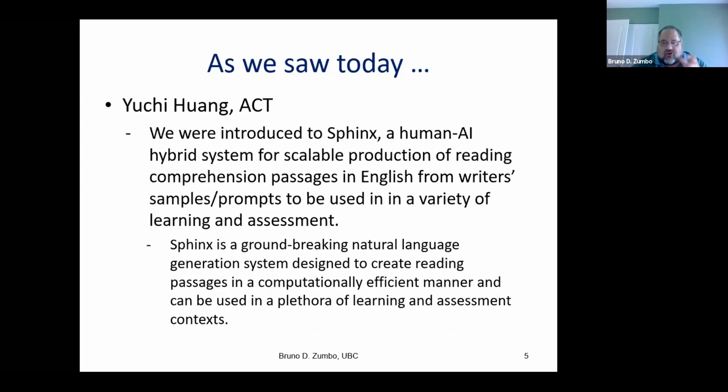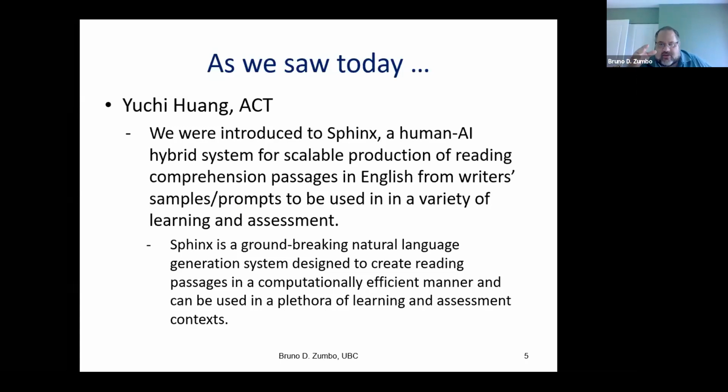Yuji's work, we were introduced to Sphinx, which is sort of a human-AI hybrid system for the scalable production of reading comprehension passages in English from reader samples and prompts. That scalable part, I think, is important for me. I mean, other approaches have been developed over the years, as I understand it. I'm not a specialist. I sort of lurk around the boundaries of what's going on in that area.